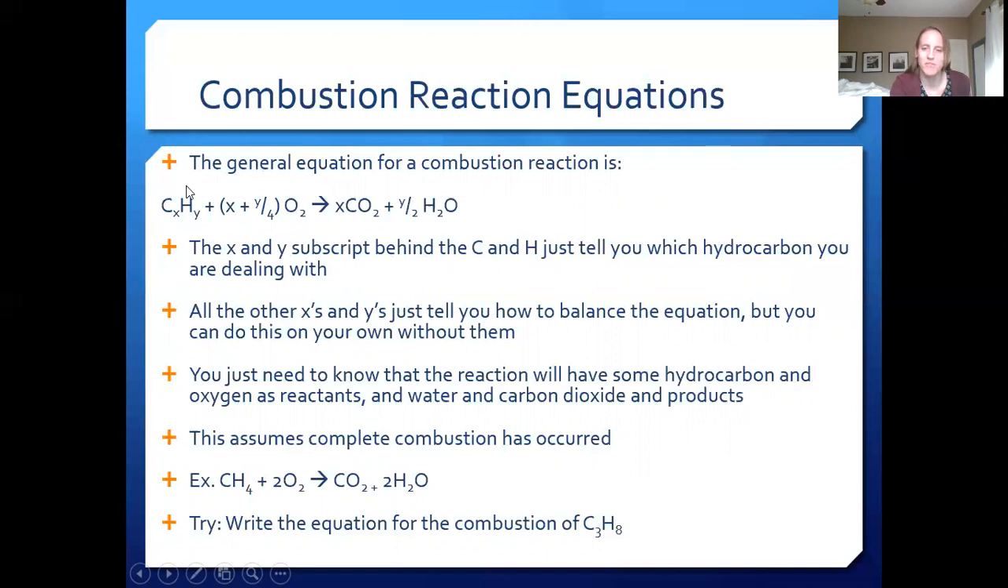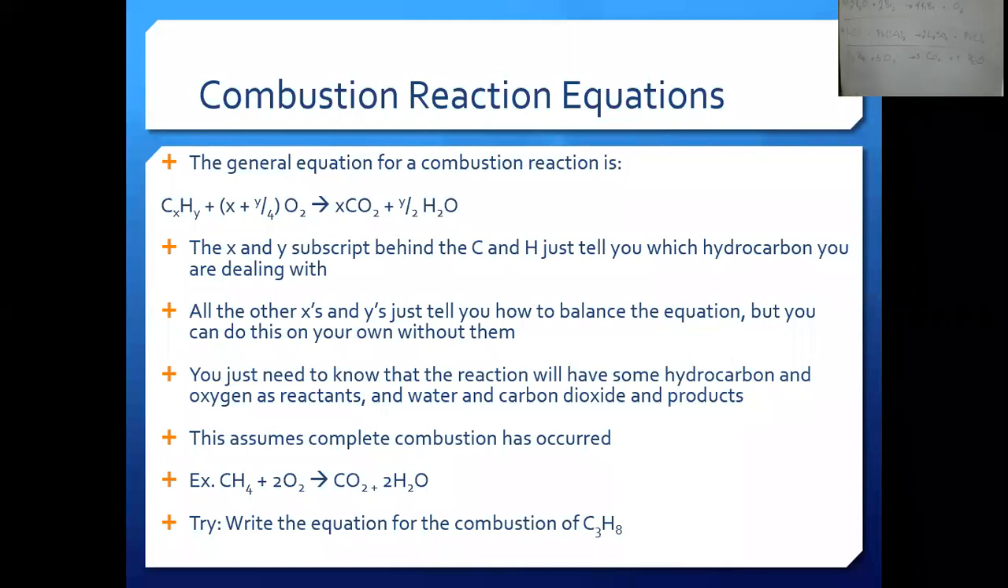So at the bottom here we have the combustion reaction that we talked about probably most when we were doing our gases unit. Methane, if you are doing the combustion of methane, it'll react with oxygen to make carbon dioxide and water. So pause me for a second, try and write the equation for the combustion of C3H8, which is propane, and then come back and see the answer.